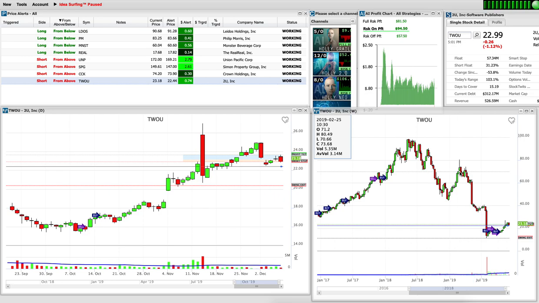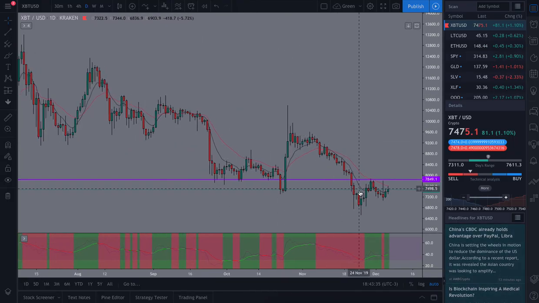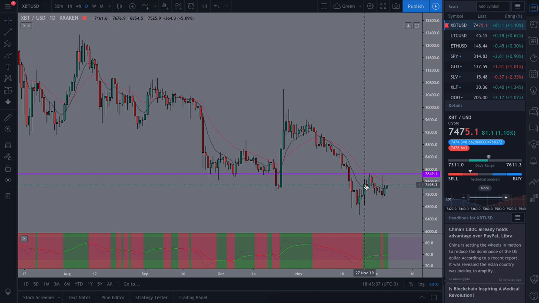So we're going to take a quick look over here at crypto, even though nothing really has happened since last week. Last week, we were in this area. I said I was paying attention to this purple line here to see if we got above it. And really nothing has happened. We've been chopping sideways.